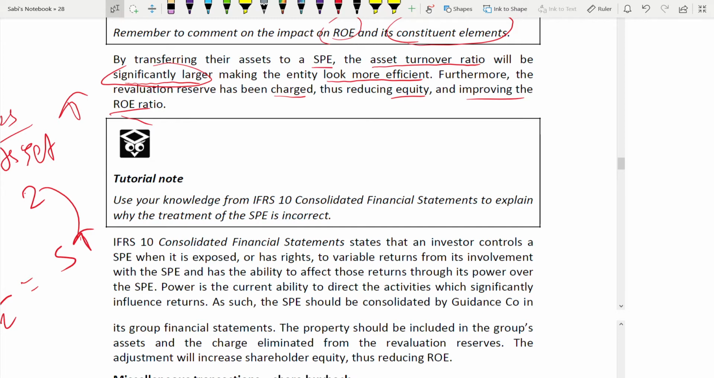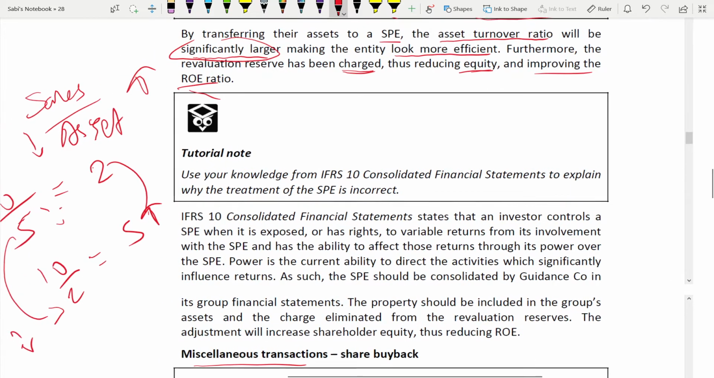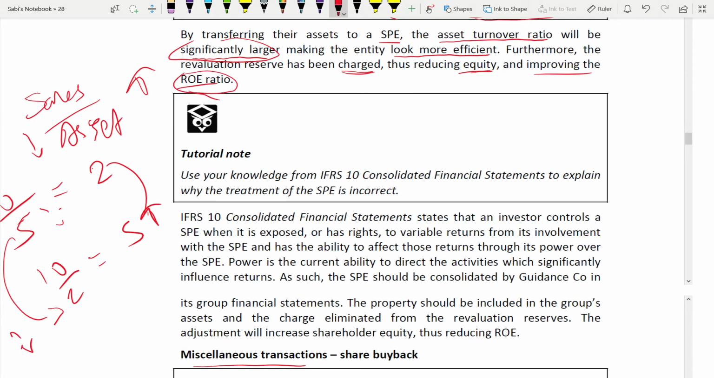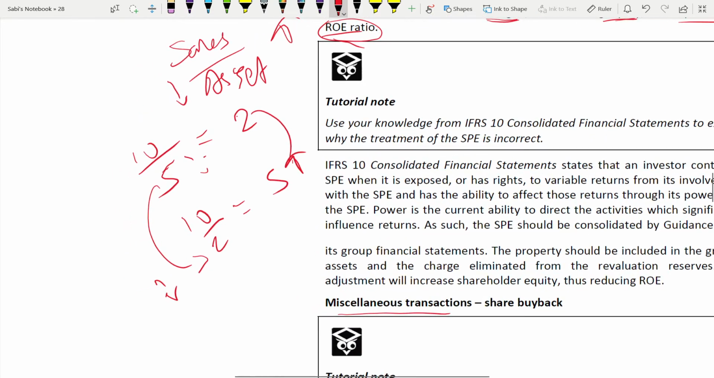And also you have charged a revaluation reserve. Because of that, it will reduce your equity and improve the ROE ratio. So when your equity reduces, your ROE ratio increases. How? What is the formula for return on equity? That is profit before interest and tax divided by equity. So same, if equity falls, ROE will increase.